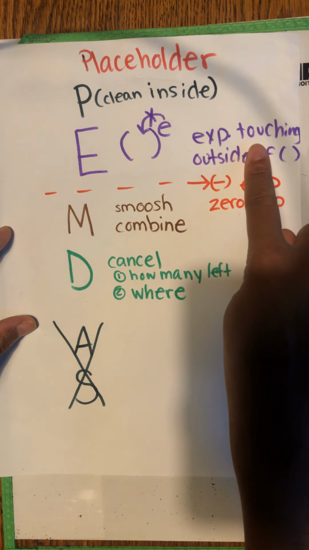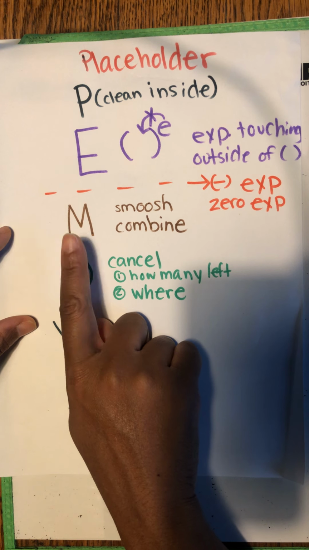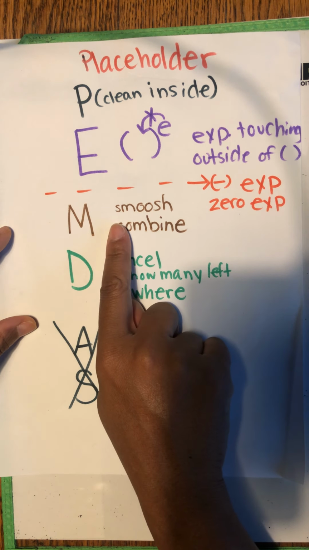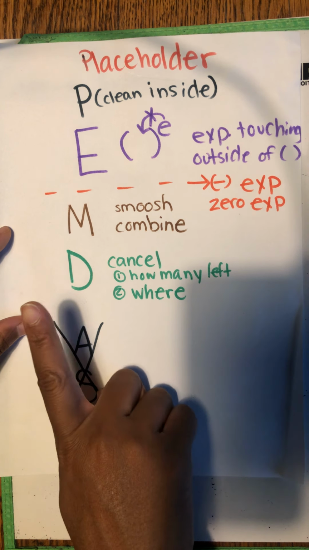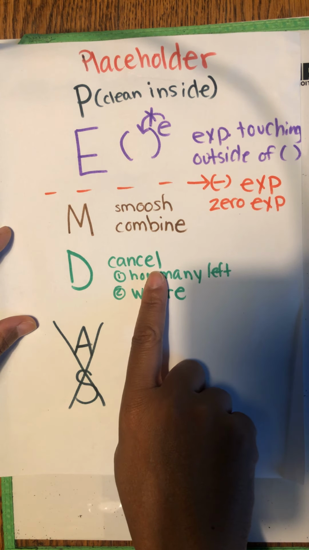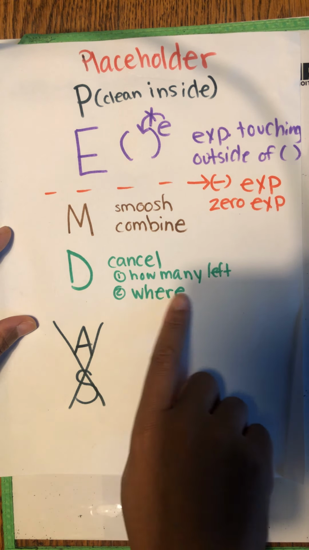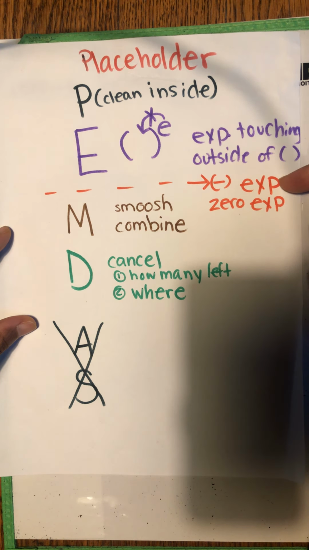We're not going to be talking about this law today. Today, we're going to be talking about the M, the multiplication laws. And for those laws, you're going to smush or combine your variables. One of the last ones we're going to be discussing is division, where you're going to cancel by using two questions. How many are left and where are they left? And then also in between, I'm squeezing in something else that's new.